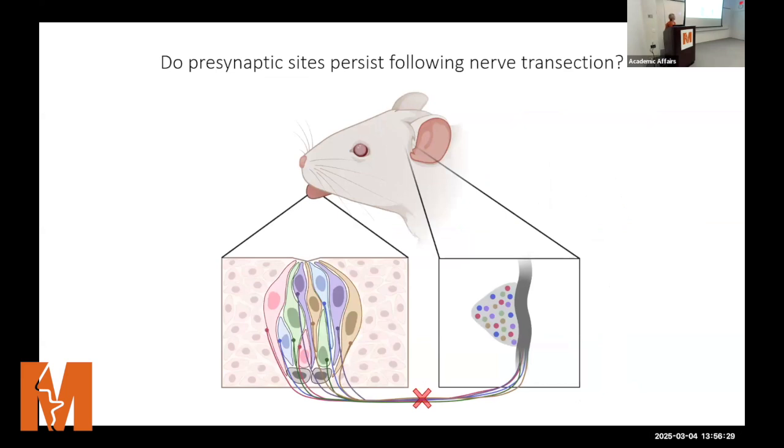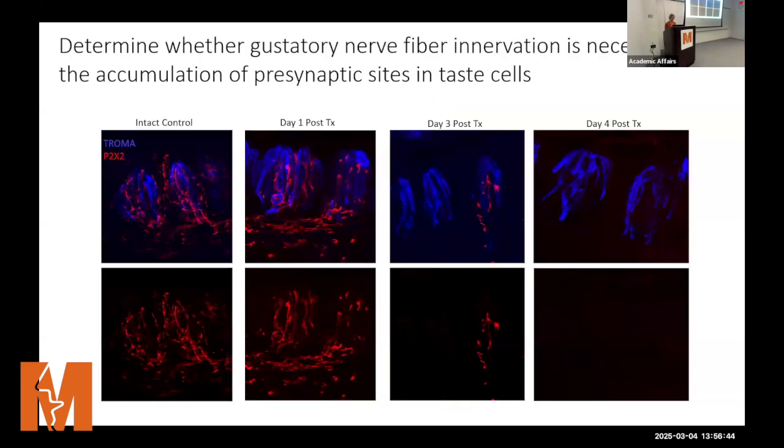And so what Shannon did was do some chorda tympani nerve cuts or glossopharyngeal nerve cuts to see what would happen to the presynaptic sites once the neurons were gone from the bud. In order to do this, we first needed to assess when those gustatory fibers would disappear within the bud, but at a time point before the taste receptor cells would die off on their own because of lack of trophic factors.